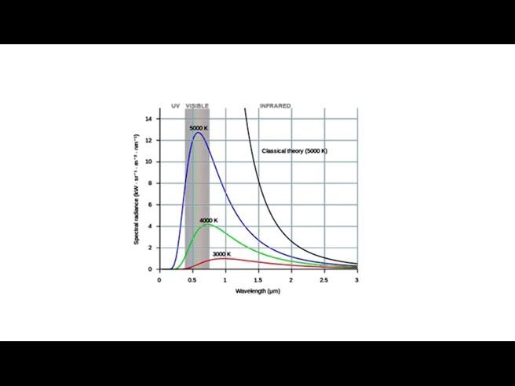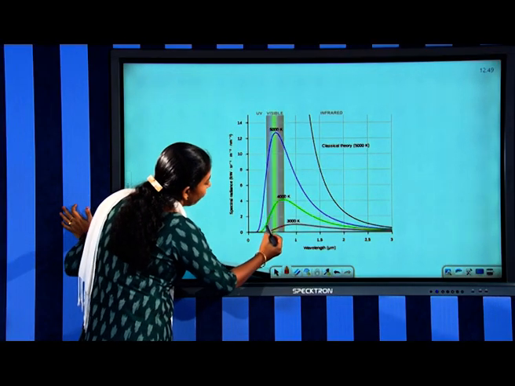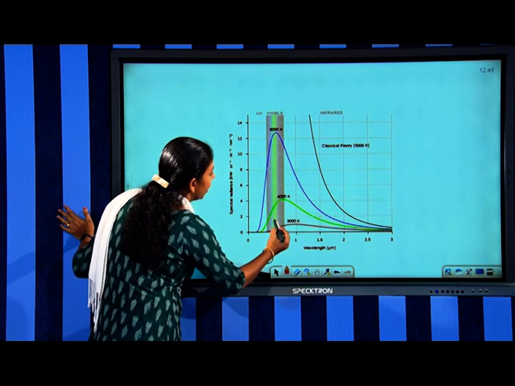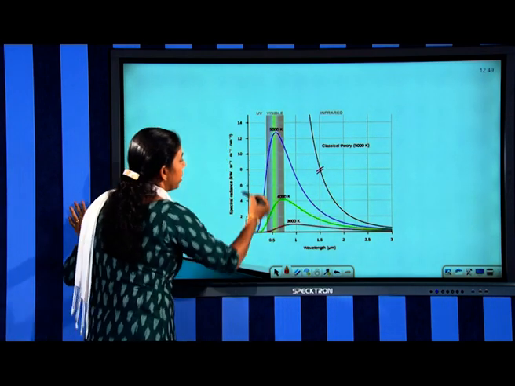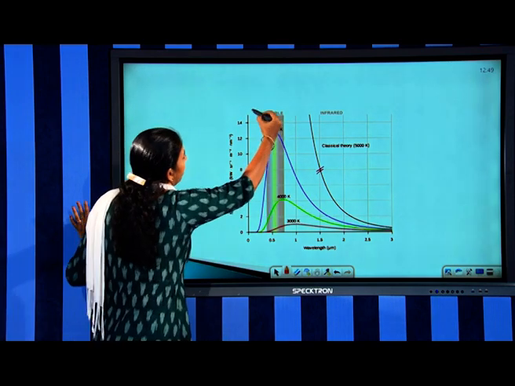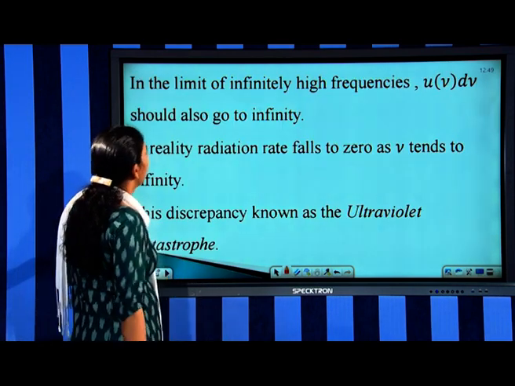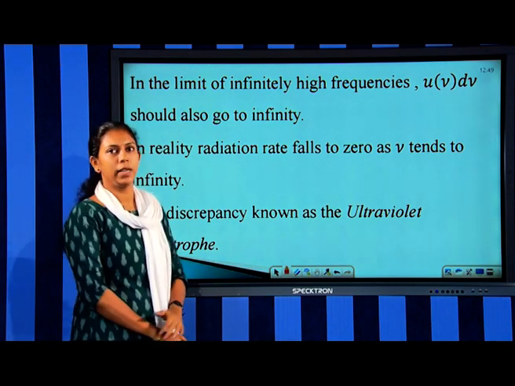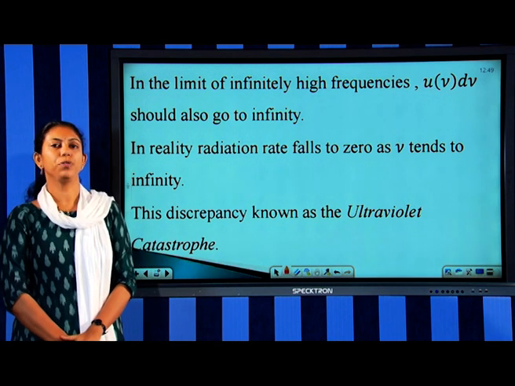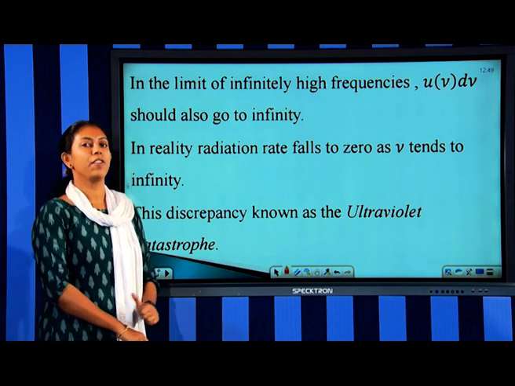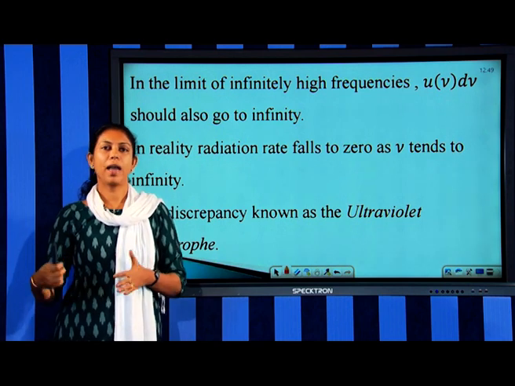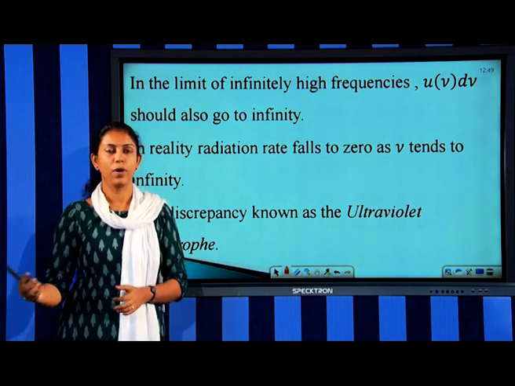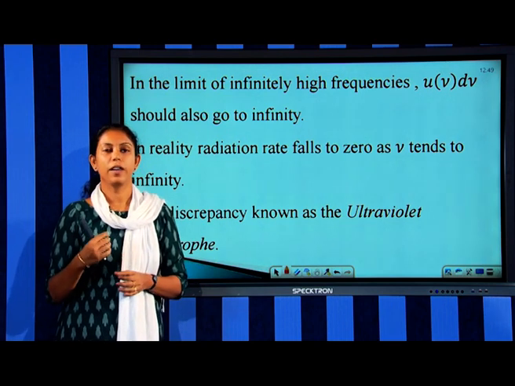Here on the x axis wavelength is drawn and on the y axis energy density is drawn, at various temperatures. The graph shows the classical theory curve and the experimentally obtained curve. In the limit of infinitely high frequency, u of nu d nu should also go to infinity, but in reality the radiation rate falls to 0 as nu tends to infinity. This discrepancy is known as the ultraviolet catastrophe.